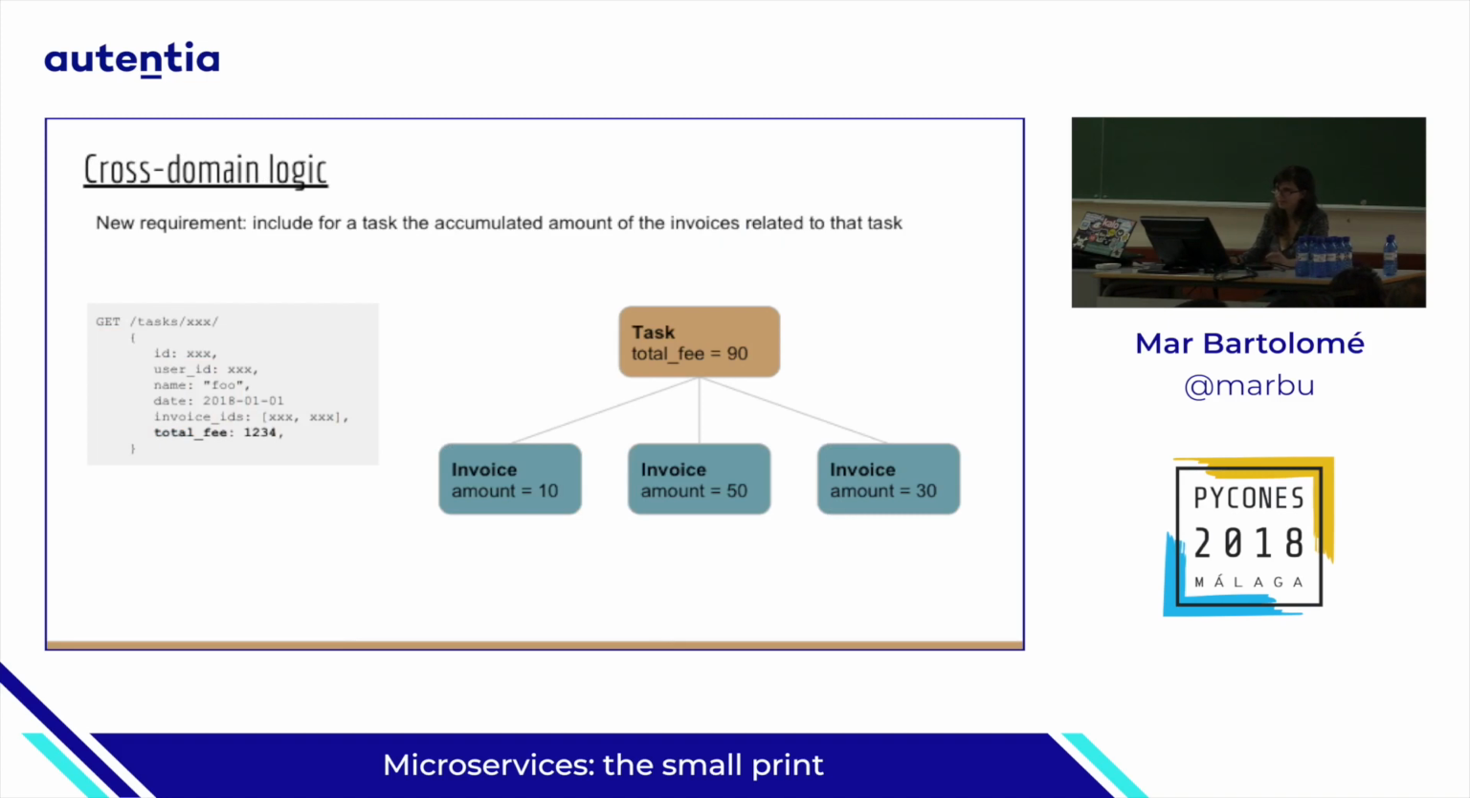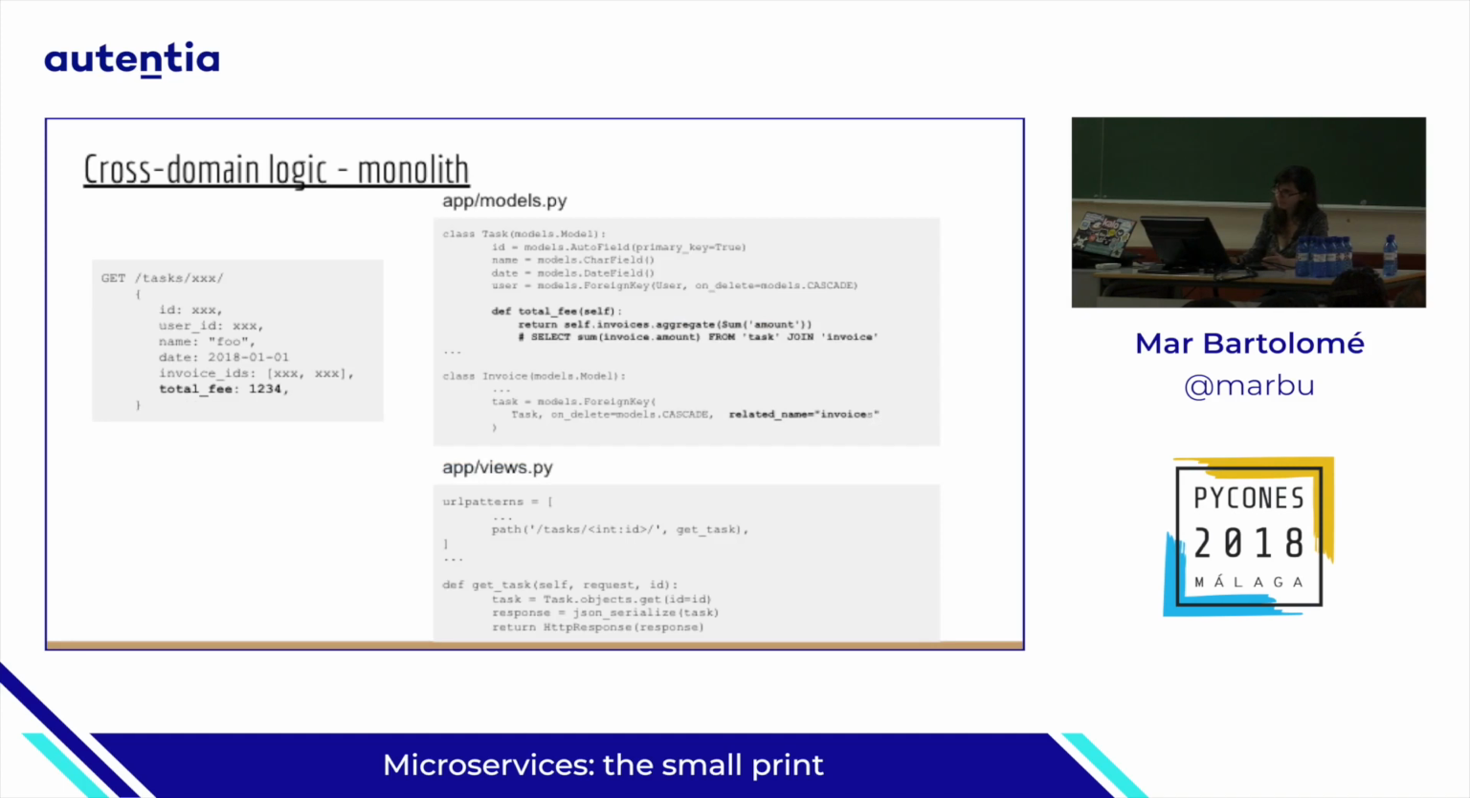Okay, let's spice things a bit now. Let's say that suddenly we get a new requirement, and this is to include the total fee of a task. This is going to be the accumulated amount of the invoices related to the task. In the monolith, we can do this with some clever ORM trick. I'm going to define a dynamic attribute in the model, and because I explicitly declare the relationship between the task and invoices tables, I can get a hold of that relationship and do an aggregate operation.